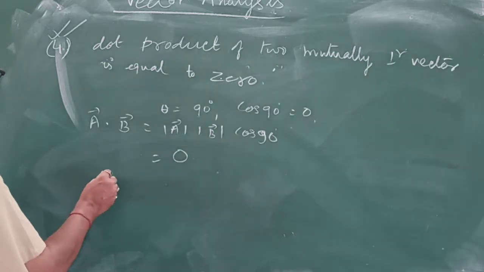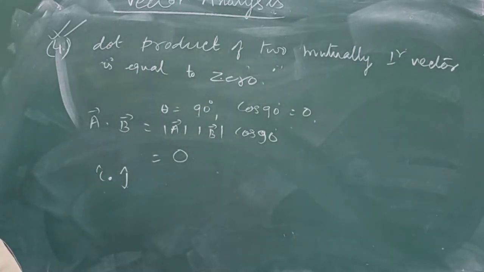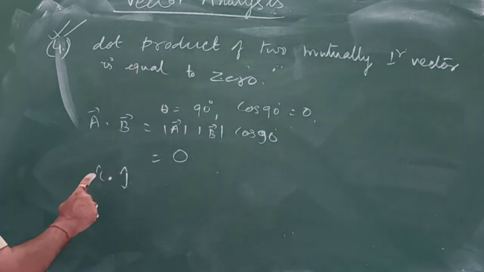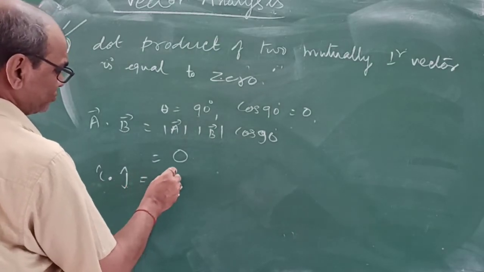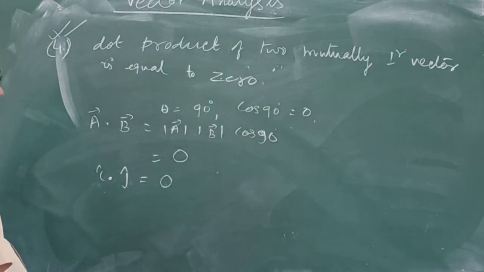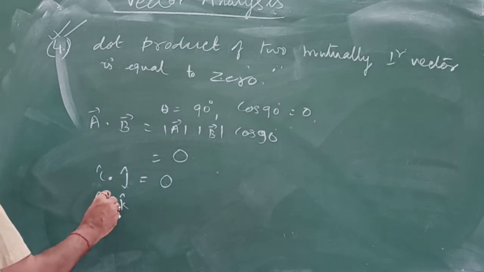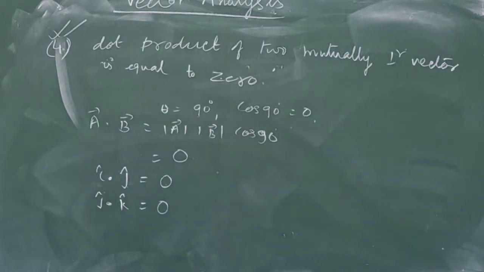In the same way, we can write vector i dot j. The x axis and y axis are mutually perpendicular to each other, so theta is equal to 90. Cos 90 is equal to 0, so i dot j is equal to 0. Similarly, j dot k is 0. Jiten, are you able to understand?